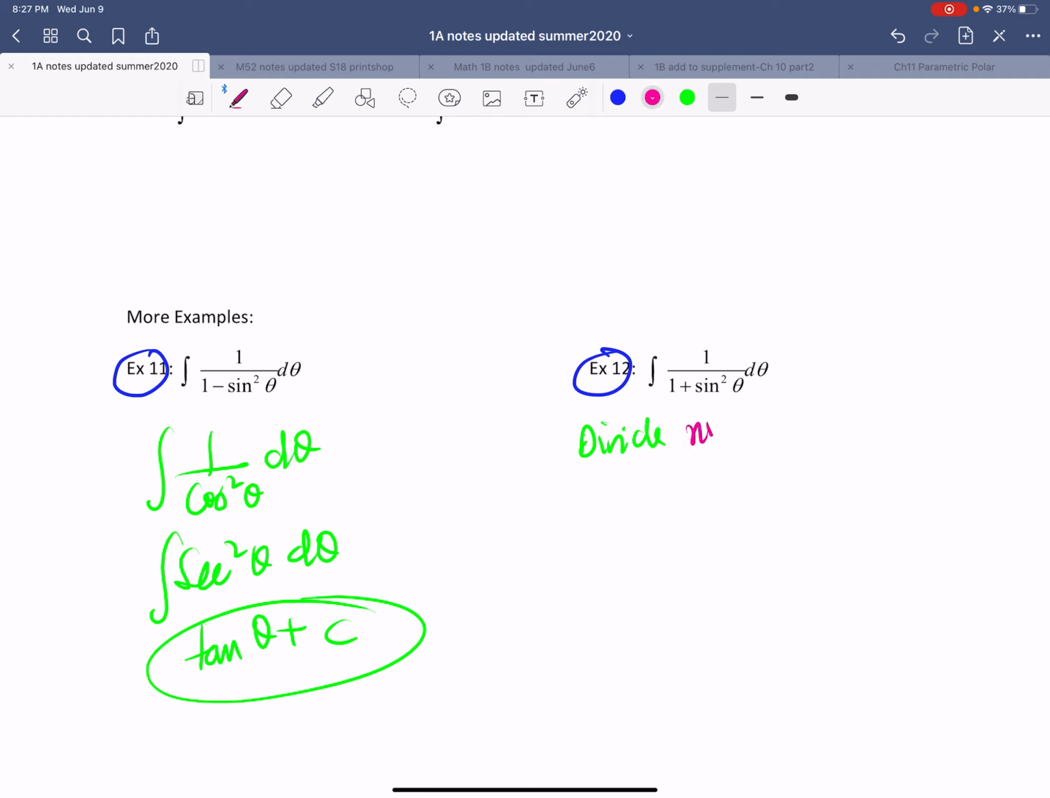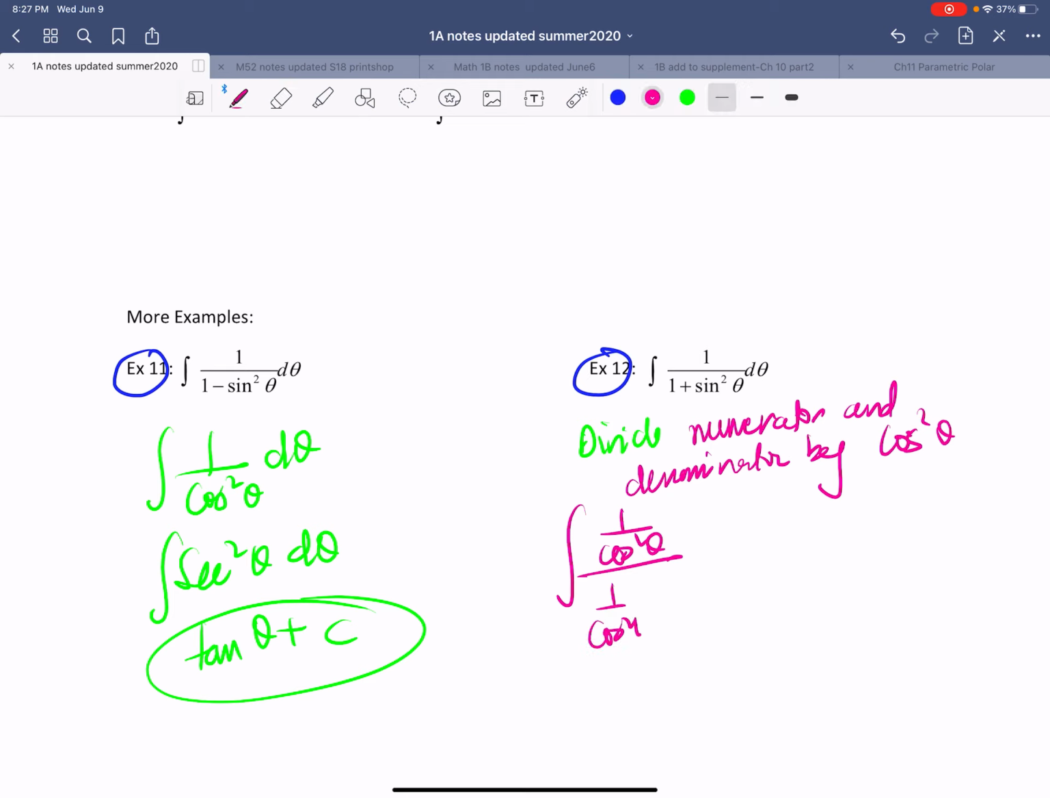Divide numerator and denominator by cos squared theta. So that will leave me with 1 over cos squared theta over 1 over cos squared theta plus sine squared theta over cos squared theta, which is tangent squared theta d theta. And that becomes secant squared theta over secant squared theta plus tangent squared theta d theta.